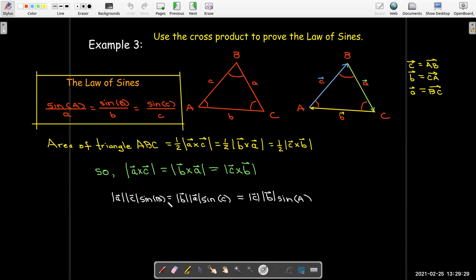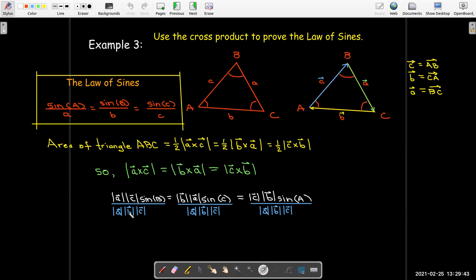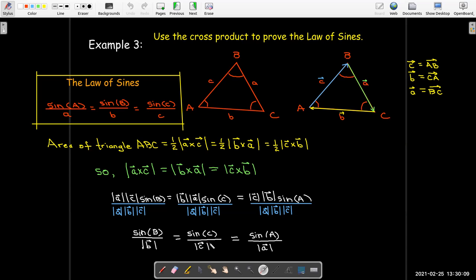So in order to get to the law of sines, I'm going to take all three of these expressions here, which are equal to each other, and divide them by the same quantity. I'll divide them by the product of the length of A times the length of B times the length of C. And why would I do that? Well, because then in every expression, the length of the two vectors in the numerator are going to divide out, or divide to make one, and what I'm left with then is what I'm looking for. That sine of B over the magnitude of vector B is the sine of C over the magnitude of vector C, which equals the sine of A over the magnitude of vector A.